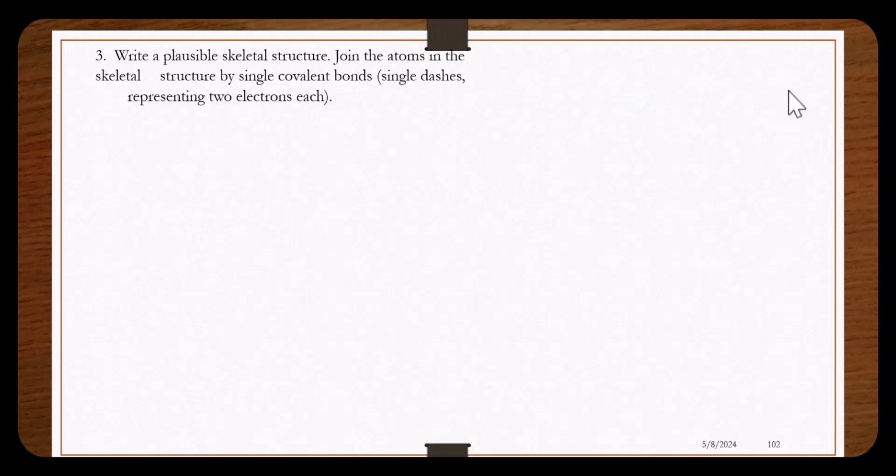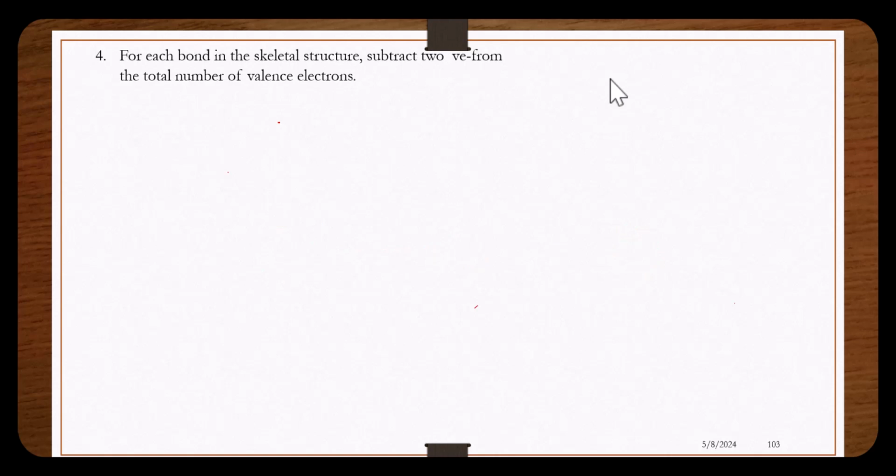In step 3, it says to write a plausible skeletal structure. We join the atoms in a skeletal structure with a single covalent bond. So with carbon being the central atom, each oxygen atom would have to come off of the carbon like this. It's very important to have excellent bookkeeping when it comes to keeping track of valence electrons and account for all the electrons in the molecule at all times. And for that reason, I added this step so we know exactly where all the electrons are at and exactly what electrons need to be distributed.